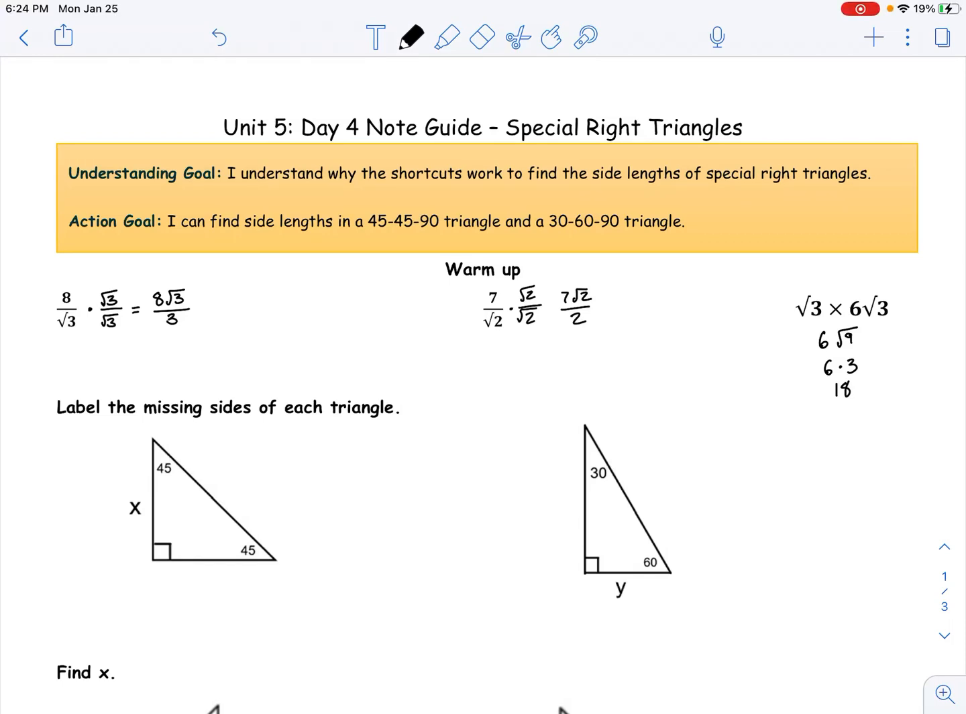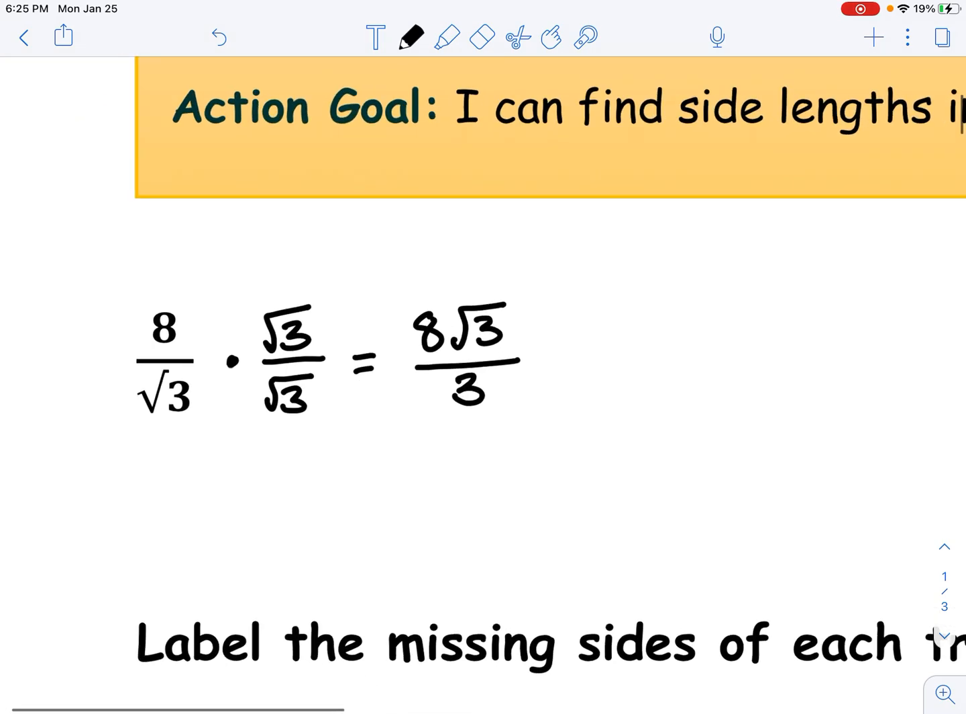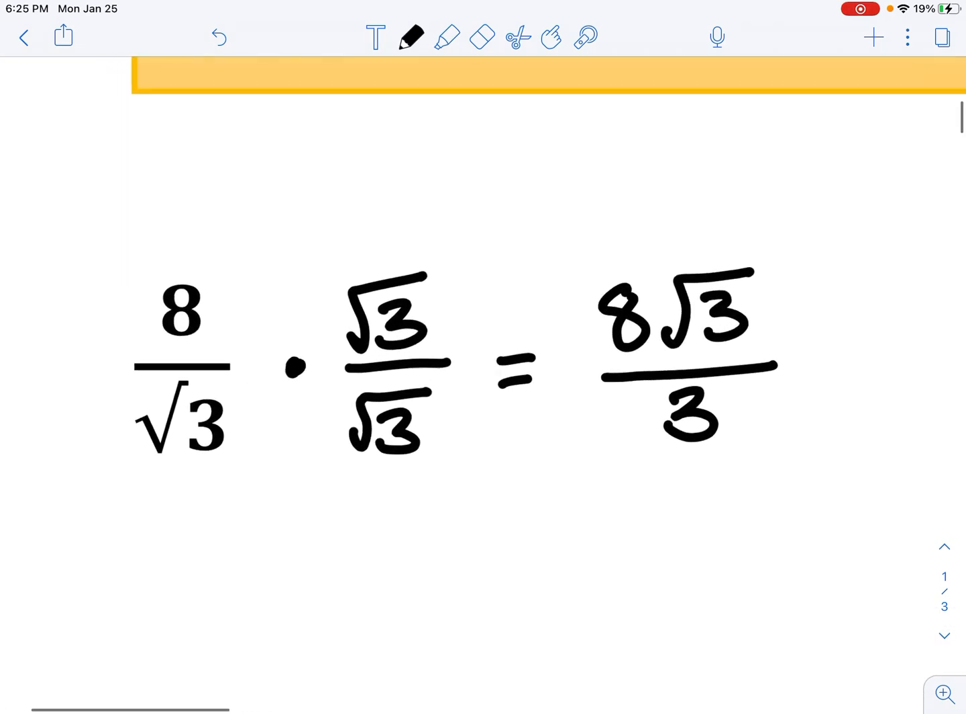This is Unit 5, Day 4, Special Right Triangles, and it's Day 2. I already went through the warm-ups. I'll just explain it really quickly, but I'm not going to spend too much time on it since that's not really the focus of the lesson.